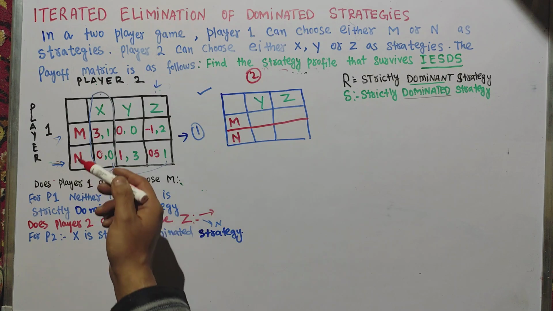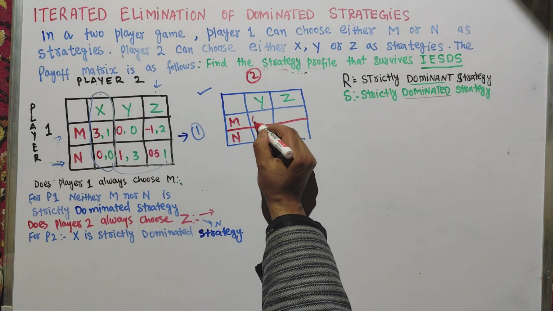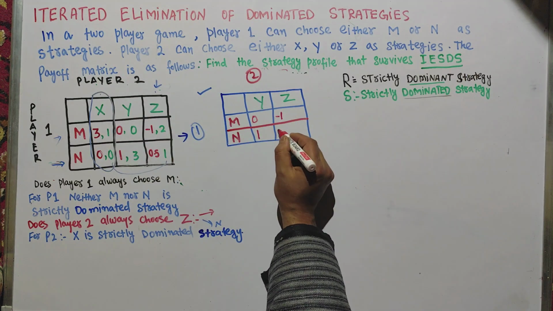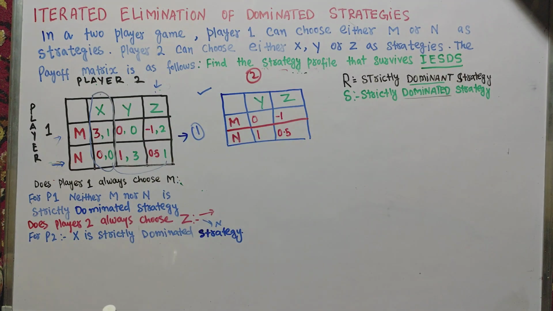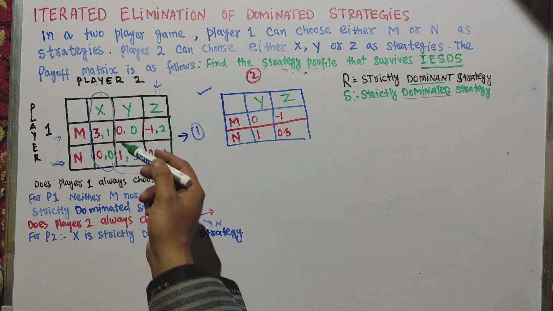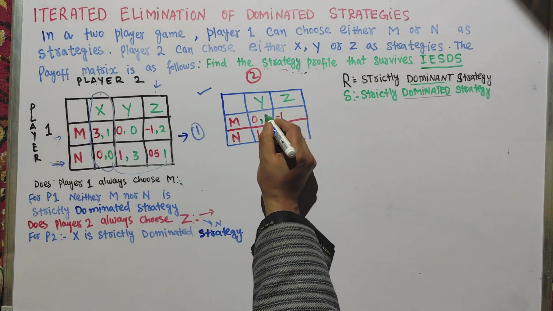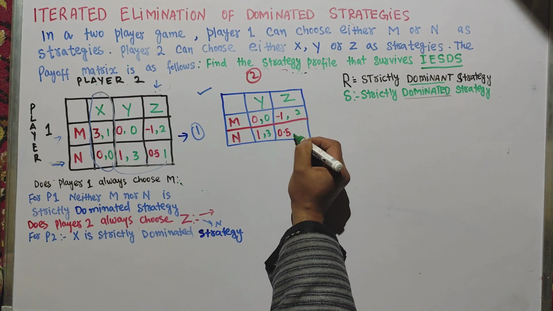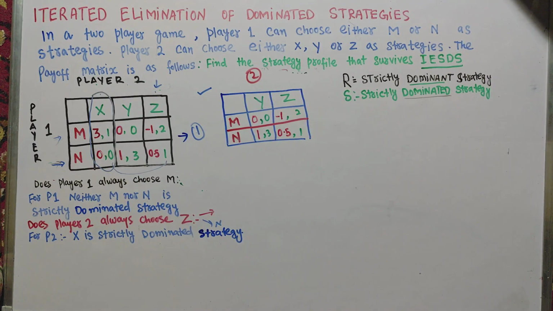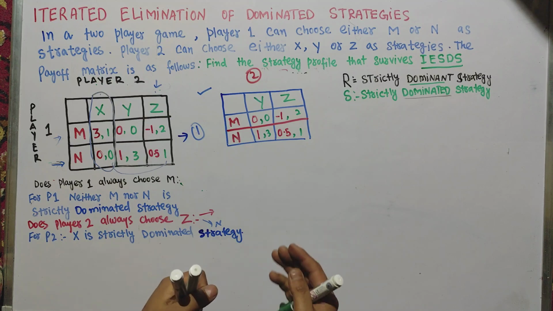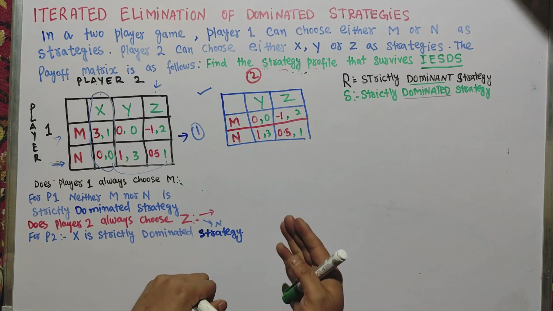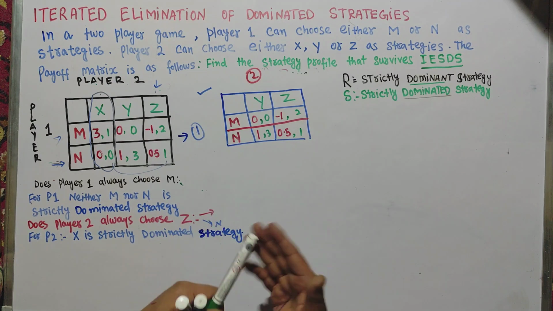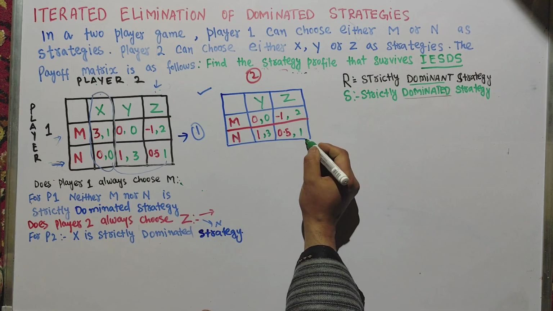And here we have 0 1, we have 0 1 and -1 5, -1 and 0.5. These are the payoffs for player 1. And for Y we have 0 3, 0 3 and 2 1. Okay, same process we apply here. Our endeavor is to remove iteratively the strictly dominated strategies. I will not explain here, it will get lengthy.